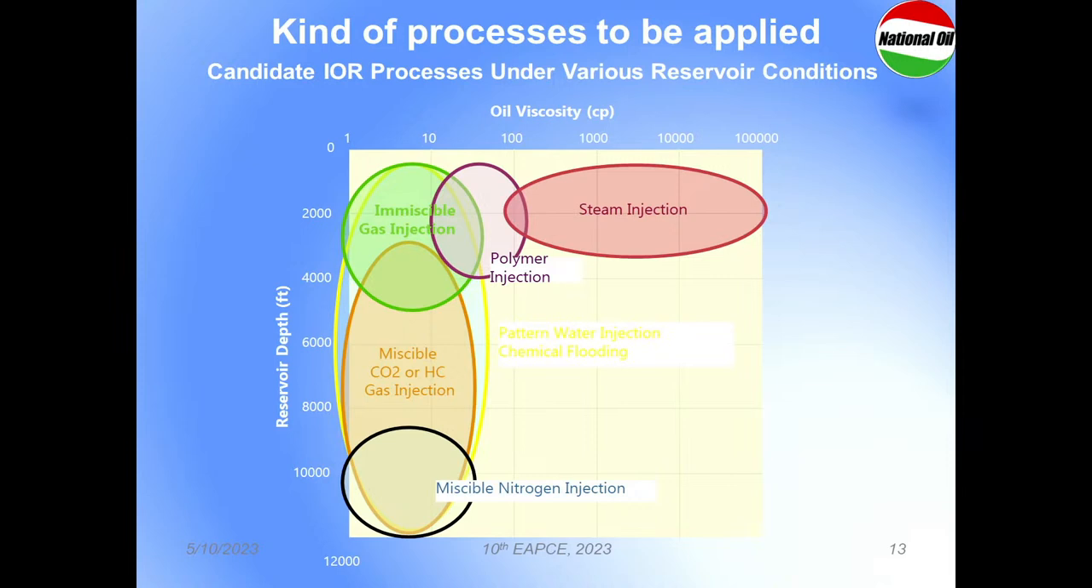So for example, here you would look at a case for steam injection. It covers a broad array of oil viscosity, but it is depth limited. If you look at miscible flooding, it is limited in terms of the viscosity range it can cover, but depth-wise, it can take us a long way. So we are going to look at everything and choose the sweet spots, depending on the reservoir quality and everything else we look at.